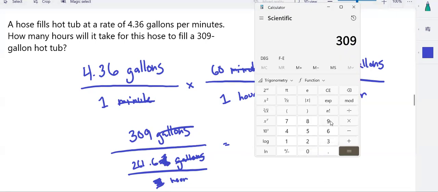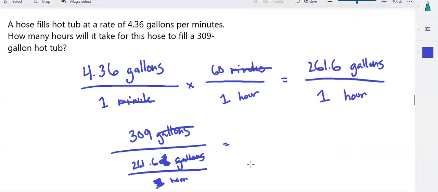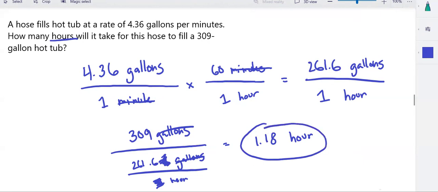Let's do 309 divided by 261.6. I'm going to get 1.18. There's a lot here. Let's just round this to the nearest hundredth. So I will keep this at just 1.18. And I canceled the gallons, so hours is left. And I wanted my final answer in hours. Okay, and we know that 261 gallons takes an hour, so 309 gallons would take a little bit more than an hour, or in this case, 1.18 hours. So that will be our final answer for this one.